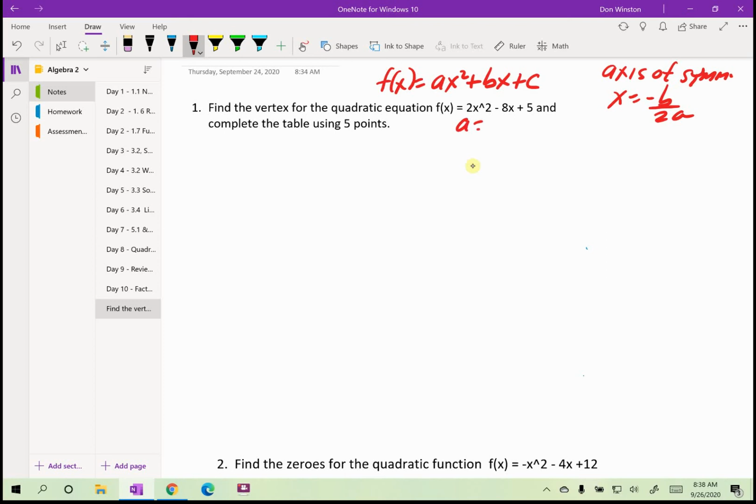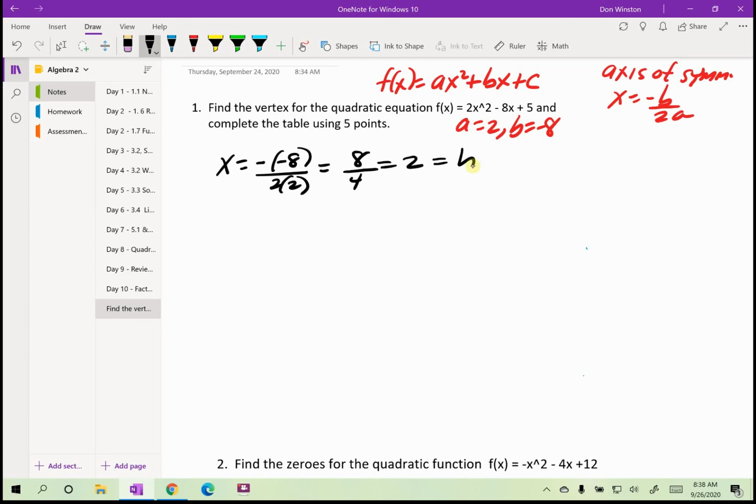So here a is equal to 2, b is equal to negative 8, and we don't need to worry about c. So my axis of symmetry is x is equal to negative negative 8, that's b, over 2 times 2. So negative 8 divided by 4, positive 8, I'm sorry. Negative times a negative is a positive, and that equals 2. All right, so that's my h value in the axis of symmetry, right?